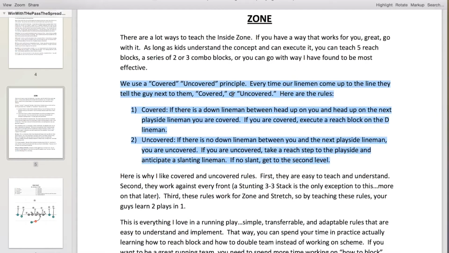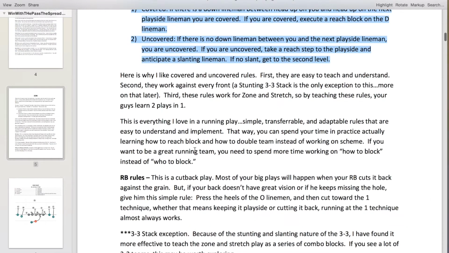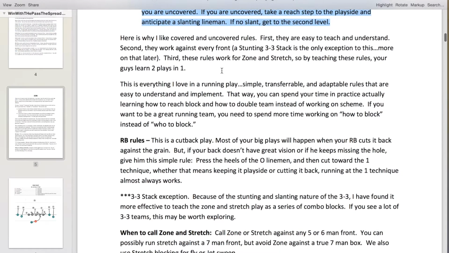There are a few exceptions to this, which I'll get into as we go through the cut-ups. Again, this is not dogmatic. This is us trying to figure out the best way to communicate. Here's why I like the uncovered and covered rules: they're easy to understand and they work against every front. A stunting 3-3 stack is an exception to this. I'll get to that when we go through the plays.